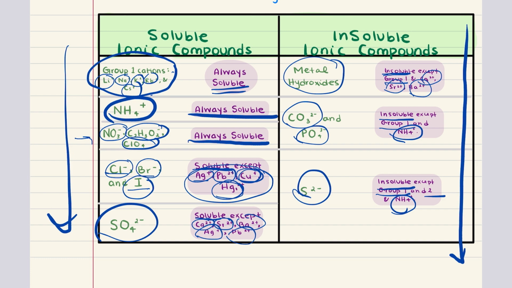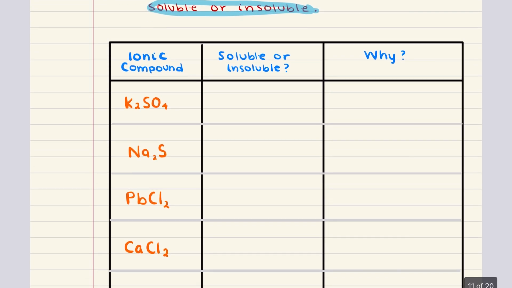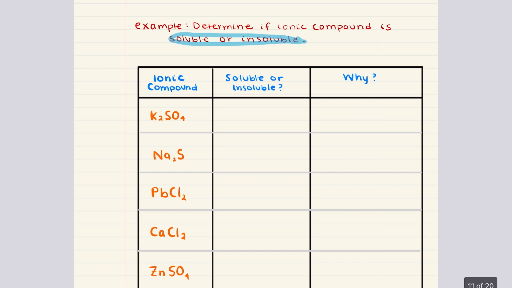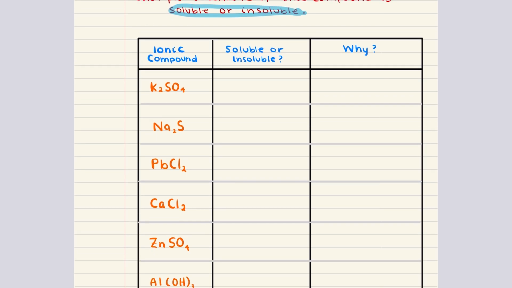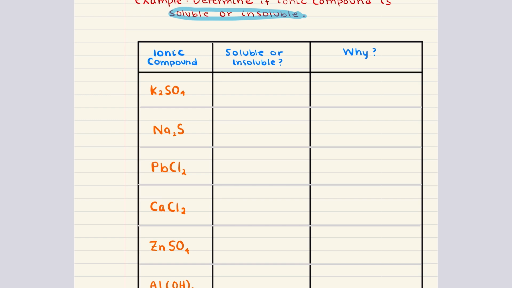With that, let's go ahead and also do some practice problems that are going to help us make sure we understand the solubility rules for ionic compounds in water. Okay, so this problem says, determine if the ionic compound is soluble or insoluble.